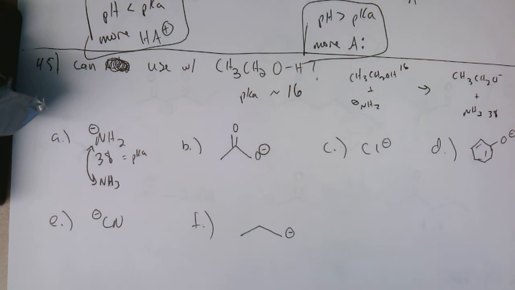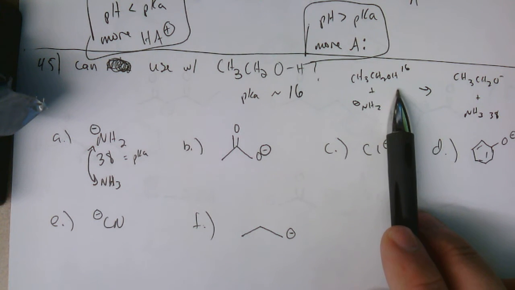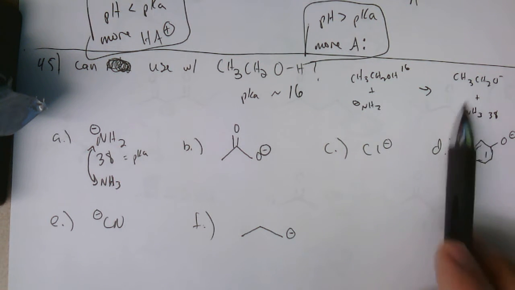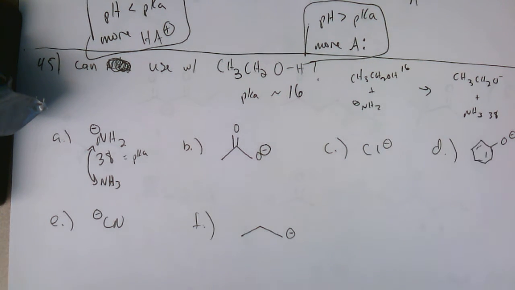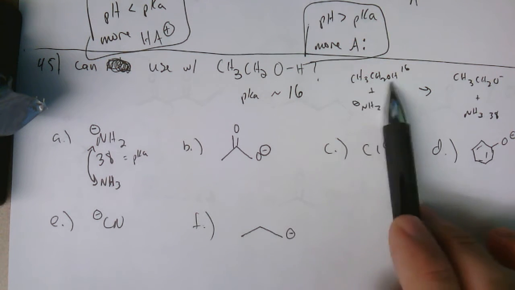I could actually calculate the Keq for this reaction. It'd be 10 to the 38 minus 16, so 10 to the 22nd. Or I can just look at this and say it's going to go to the side that's the more stable, the weaker acid, the more stable molecule, which would be this. So in this case, it's going to go towards products, which means this is going to react with my ethanol. That's not what I want to happen.